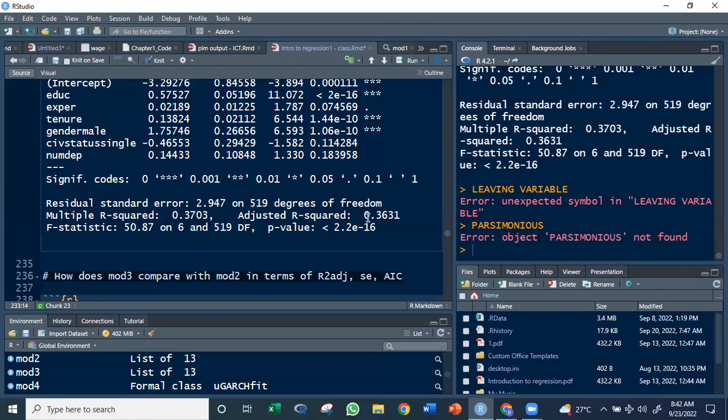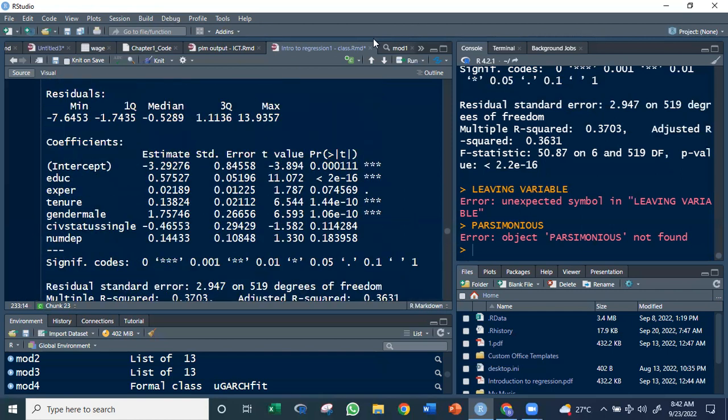Because when we add a regressor, we get penalized. So that's why the adjusted R squared here is greater than the other one. Okay? Pause muna ako, class. Okay, any questions?